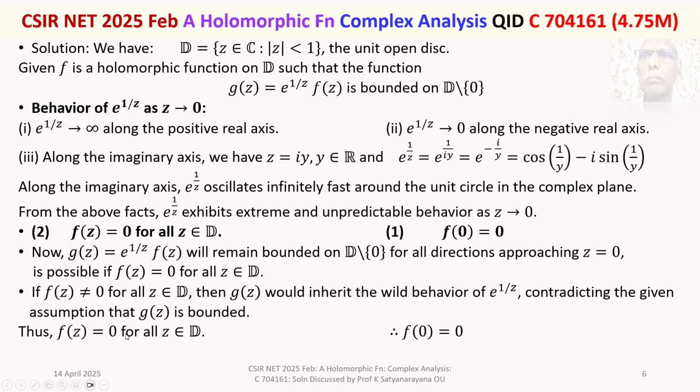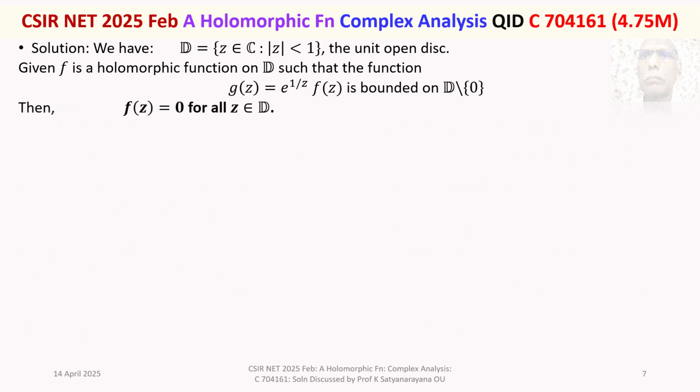When f of z is equal to 0 for all z belongs to D, 0 is also a point in D, therefore f of 0 is equal to 0. Therefore, options 1 and 2 are true. Right. We move on to the next slide for the discussion of the remaining options. Right, that's what we have proved so far. f of z is equal to 0 for all z belongs to D.